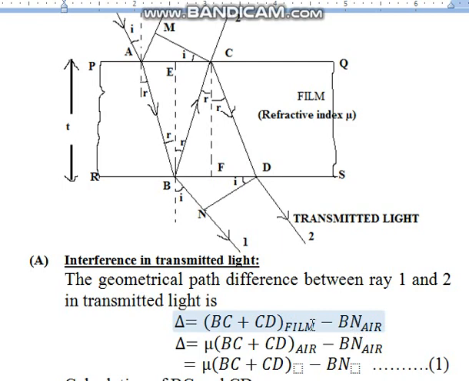So we have to change both to air. In order to change BC plus CD to air, we multiply with mu. Now this path difference is in air and BN is already in air, so there is no need to write air again, and the final path difference is mu times (BC plus CD) minus BN. This is equation number 1.